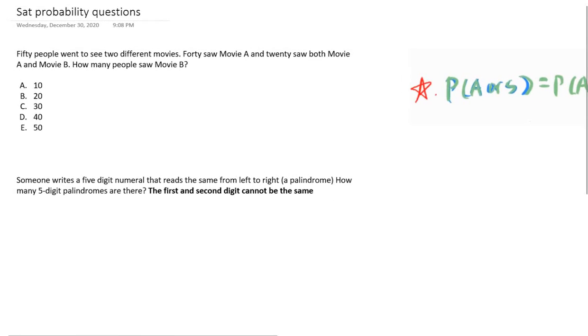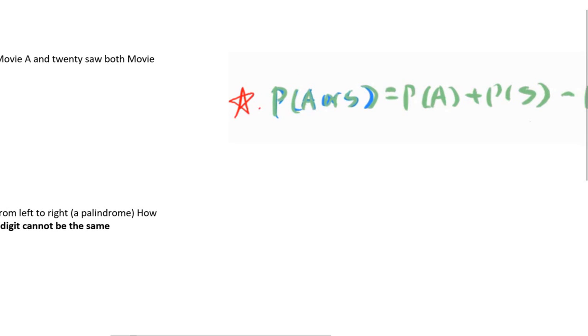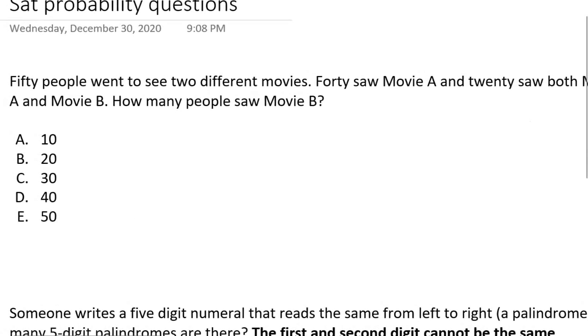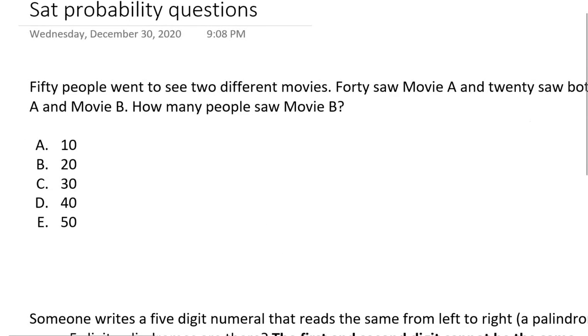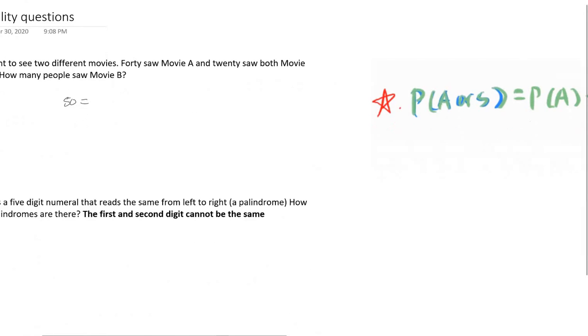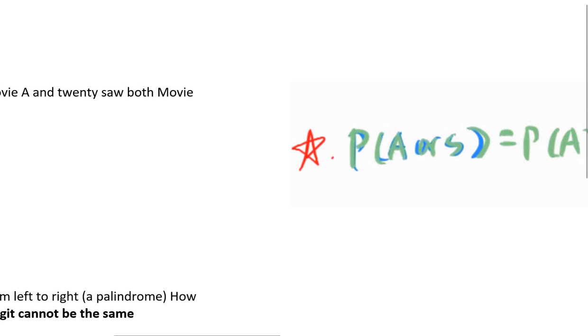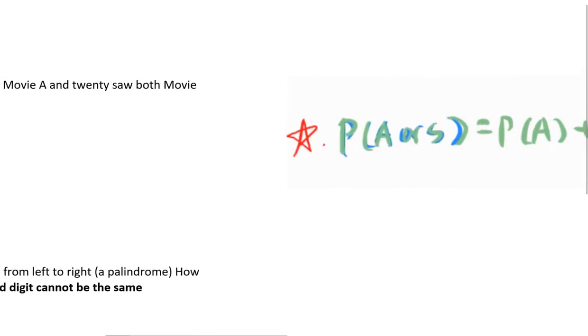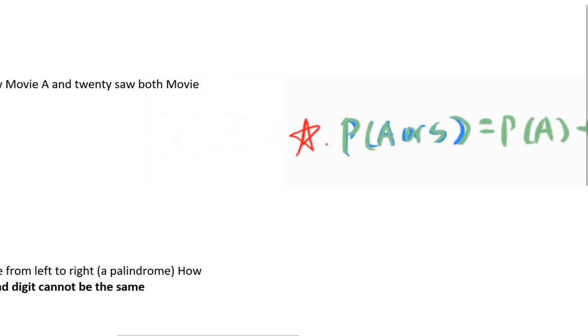So P(A or B), it doesn't really matter what the variable is, but basically this is going to be our total amount, so people who did either of the two. Right here, 50 people went to see two movies, so that's going to be our total, 50. Well, it's not always going to be our total, but it just means the people who did option A or option B. Because sometimes there could be people who did neither, and you have to include that. So 50 equals P(A) plus P(B).